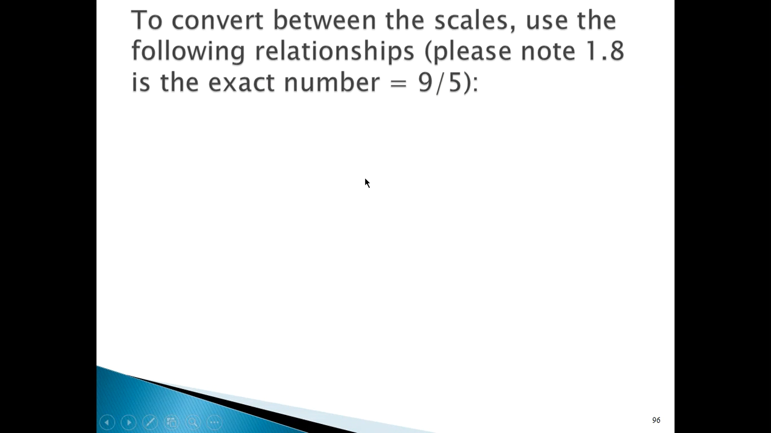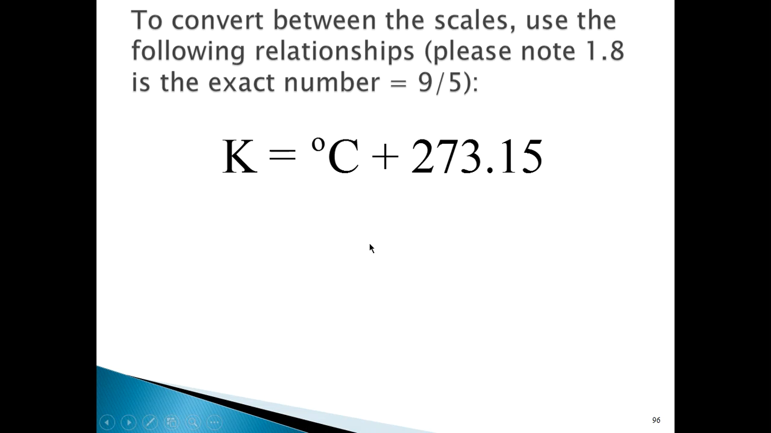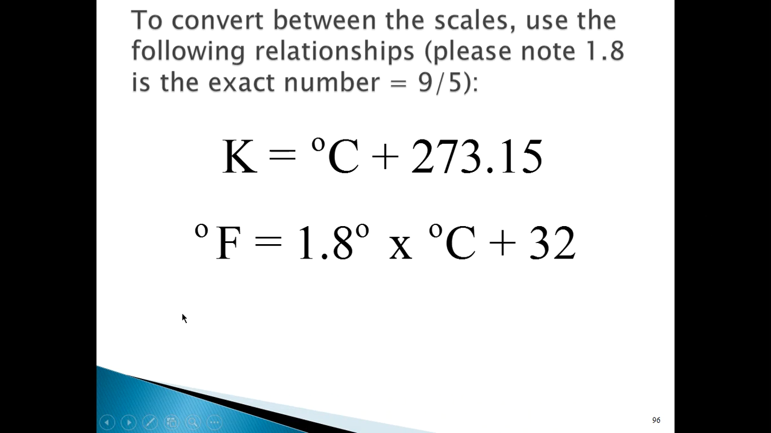So to convert from one to the other, there are different formulas. As far as converting from Celsius to Kelvin is concerned, this is the equation right here. Degrees Celsius plus 273.15 gives you the value in Kelvin. Typically, I just use 273 in this case, right? Then to convert from Celsius to Fahrenheit, this is the equation that is used. Please note that the 1.8 here is an exact number, right? So therefore, it has an infinite number of significant figures, all right? So this is basically what you would use to convert from Celsius to Fahrenheit.